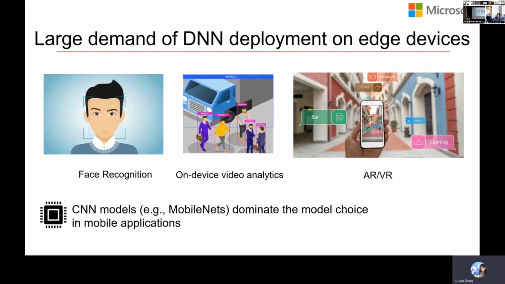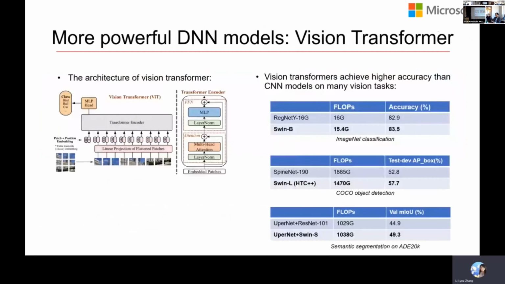In these years, CNN models such as MobileNetV2 become the dominating model choice in mobile applications. Recently, we are noticing the fast development of new DNN models, the vision transformers. They are built on the popular transformers, which was first proposed in the NLP domain. This figure gives a high-level architecture of vision transformers.